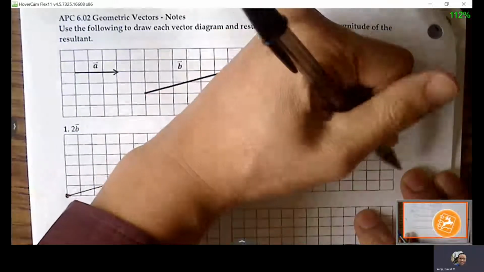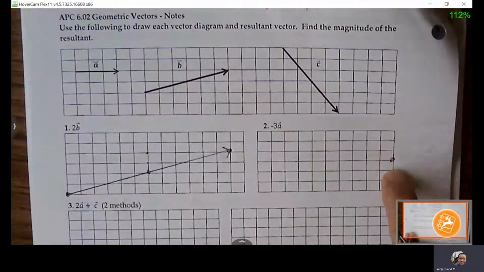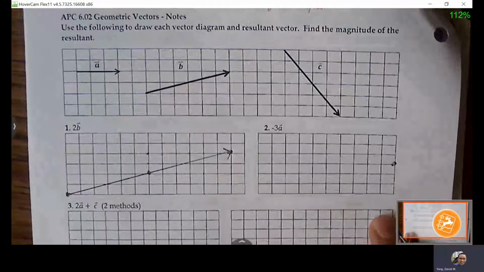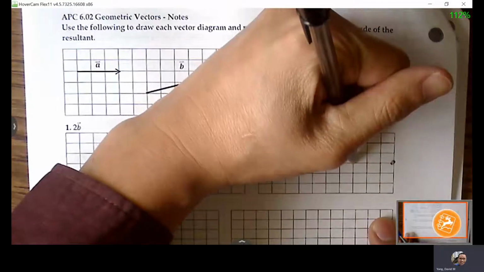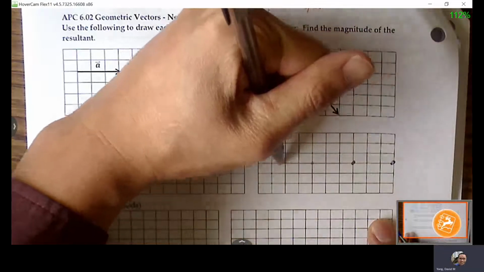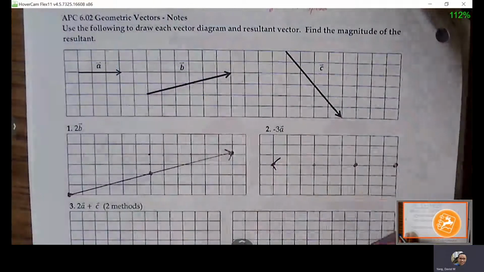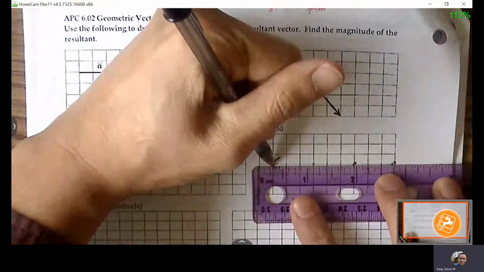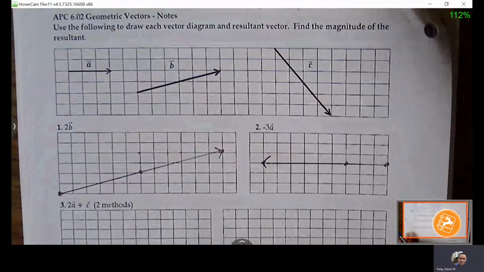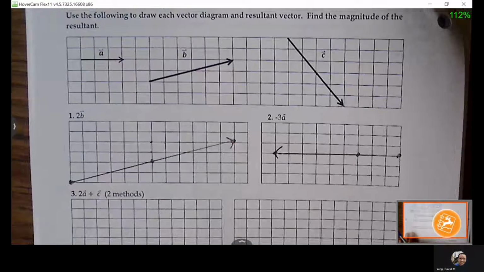So let me start at the very right. It doesn't matter where you start on the right, it can be higher or lower. It's just going to be a straight line across. 1, 2, 3. 1, 2, 3. Okay, any questions here?